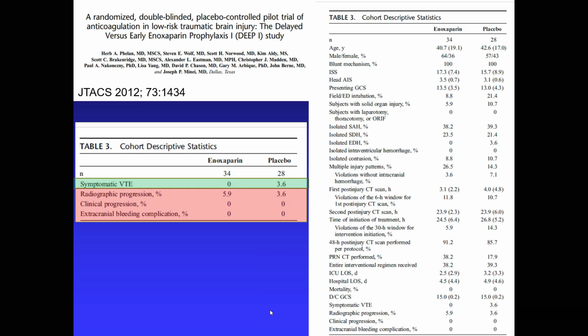What did the study show, though? The delayed versus early enoxaparin prophylaxis 1 or DEEP 1 trial demonstrated that use of VTE chemoprophylaxis as guided by this protocol was safe with equivalent intracranial hemorrhage progression relative to the control group. There was also a trend noted toward decreased VTE rate compared to the group which did not receive chemical prophylaxis, as noted here in green. The study was not, however, large enough to reach statistical significance.